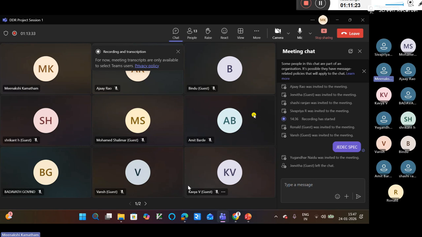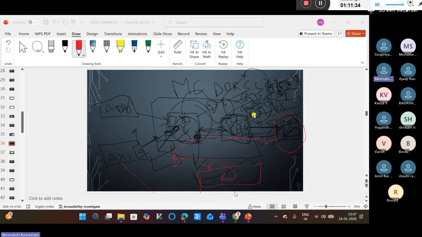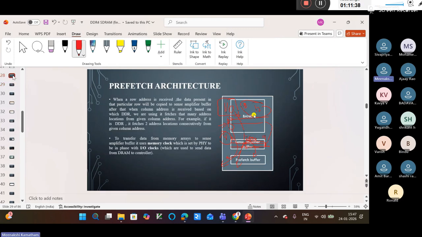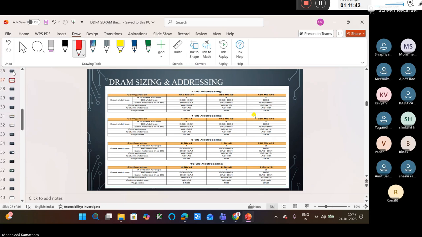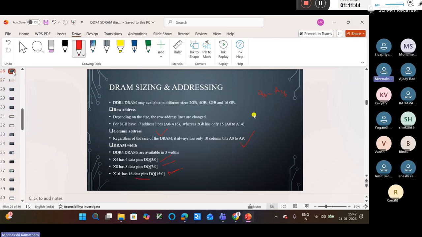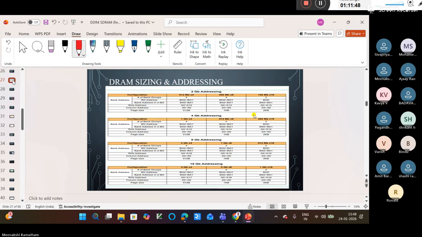And one more concept. Up to now, you are clear on the memories and the TB architecture. Then we'll go in depth. Previously I skipped one thing, the command scheduler, DRAM addressing. See here, this is the DRAM addressing.